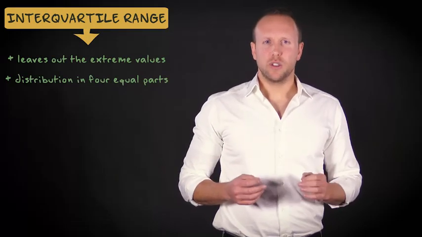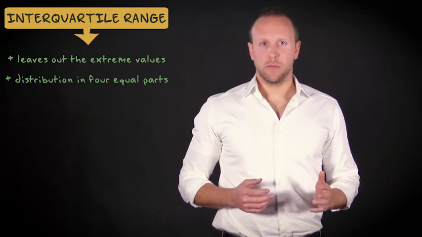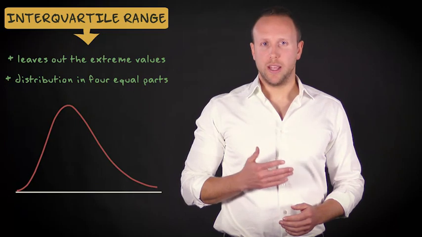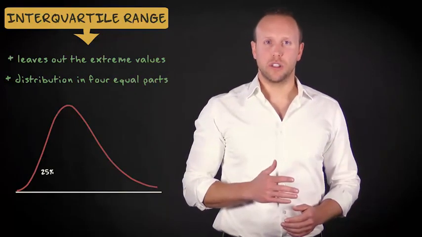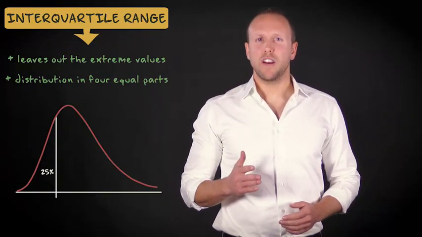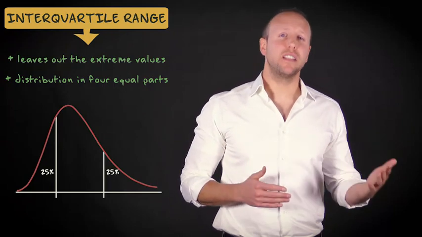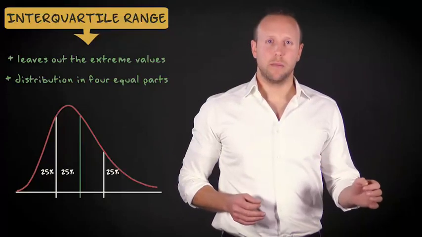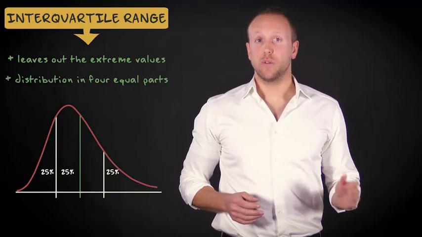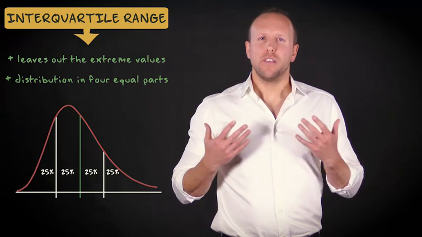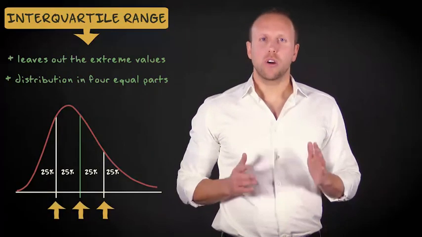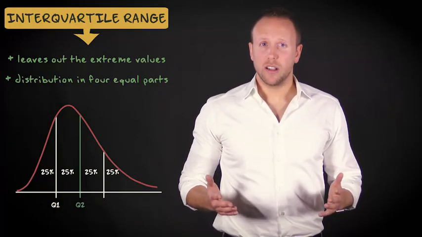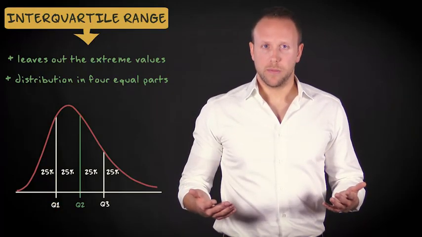It basically divides your distribution in 4 equal parts. So, if your distribution looks like this, you divide the scores in such a way that the 25% of your lowest scores are below this value, and the 25% of your highest scores are above this value. We also have 25% of our scores here, and 25% of our scores here. The values that now divide the distribution are called quartiles. This is the first quartile, this is the second quartile, and this is the third quartile.